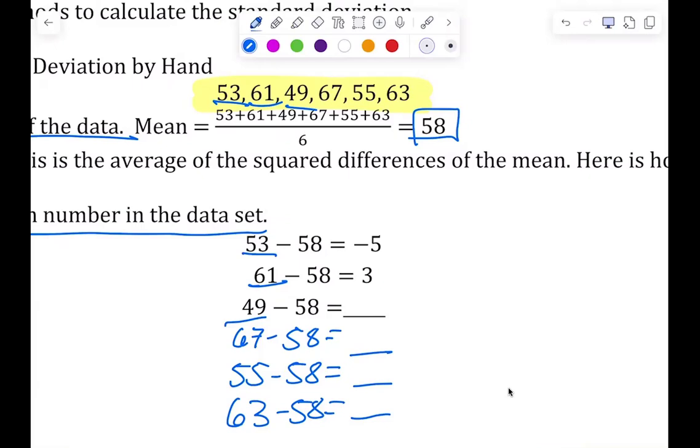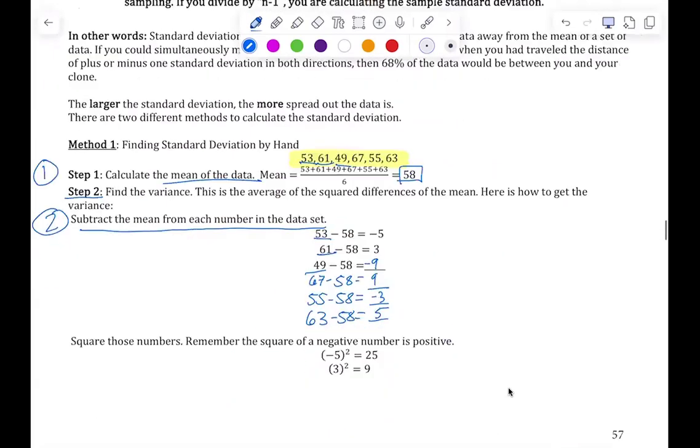What is 49 subtract 58? 67 subtract 58. 55 subtract 58. 63 subtract 58. We good? Okay.